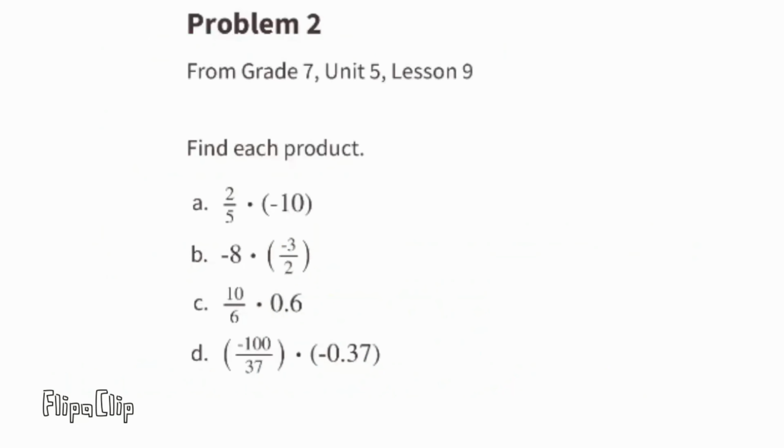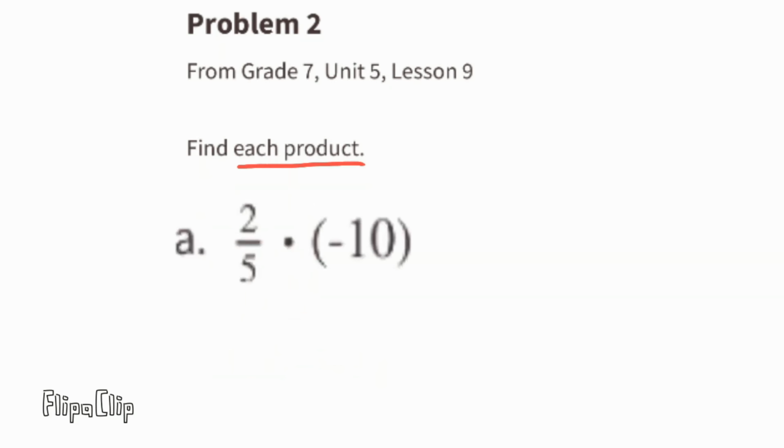Problem number 2 from 7th grade, Unit 5, Lesson 9. Find each product. A. 2/5 times -10. We can simplify. 5 goes into 5 once, and 5 goes into -10 twice, so that becomes a -2. Now we multiply straight across. 2 times -2 is -4, and 1 times 1 is 1. That leaves us with -4 over 1, which is the same as -4.